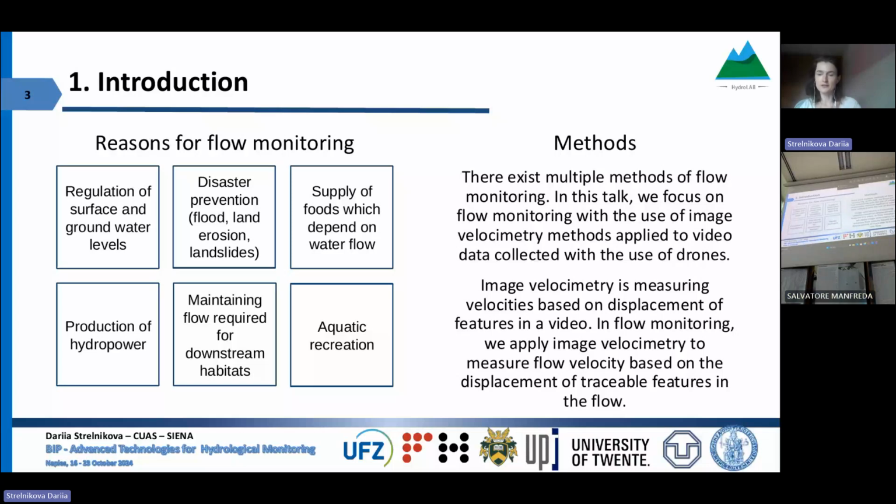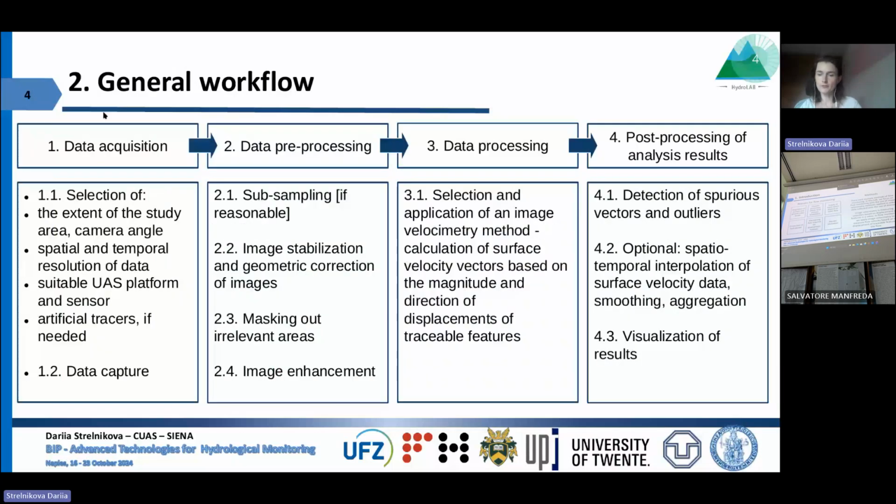From these traceable features, we can derive the information about how much or how fast the flow moves. The general workflow of image velocimetry with drones for river flow monitoring involves 4 stages. The first one is data acquisition.